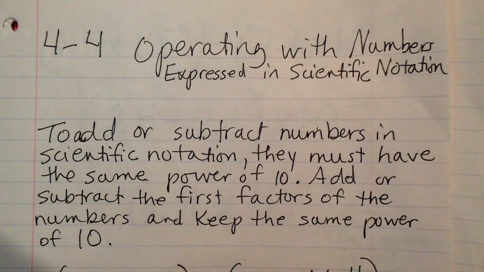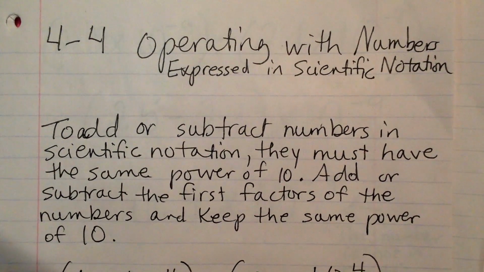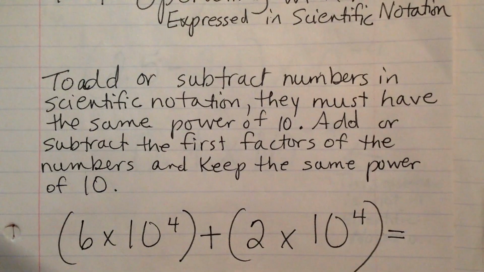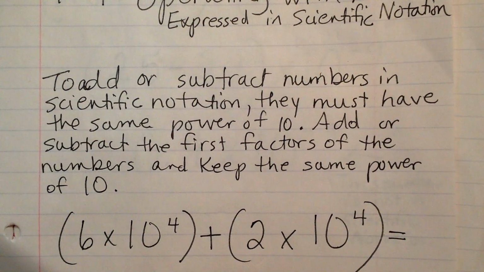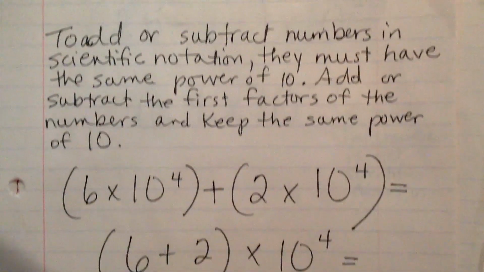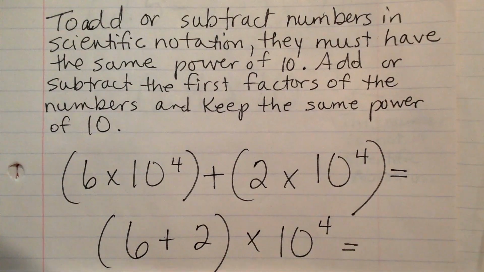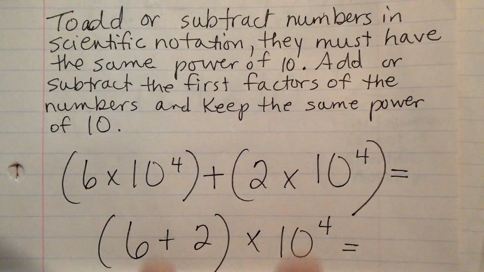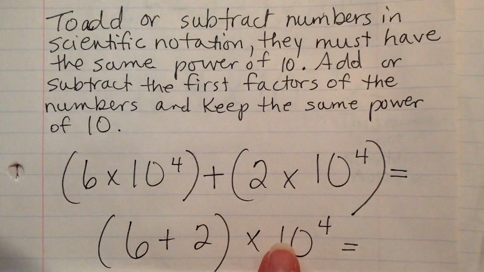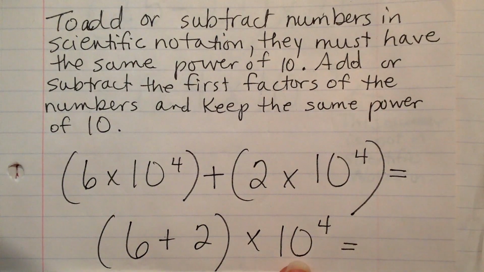So let's look at this specific problem that I have listed for us. This is addition. We're adding scientific notation. So the first thing we must do is add the first factors, 6 plus 2. And again, the only way we can add is if they have the same powers. They do have the same power, 10 to the 4th, therefore you write down 10 to the 4th.